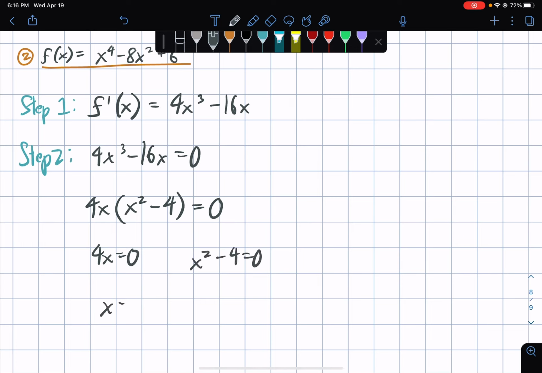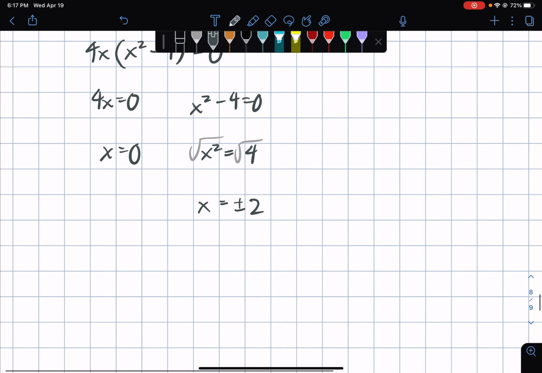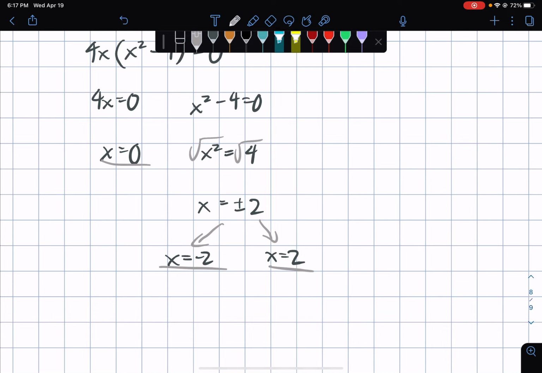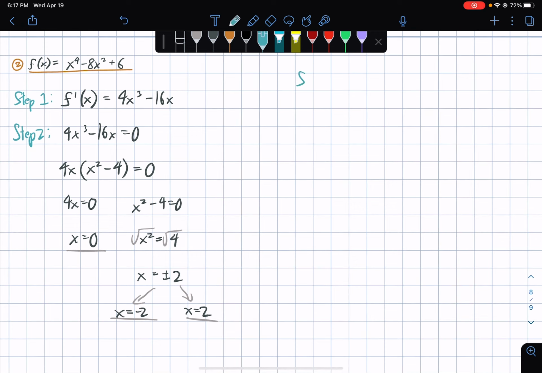Then x is equal to 0 and x raised to 2 is equal to positive 4. Square root, x equal to plus minus 2, not 4. And then separate them from each other. One is negative 2, one is positive 2. So yeah, we have 3 critical points. We could proceed to step 3, but let's look for the y values of each x value.